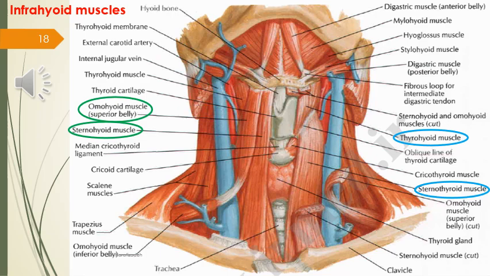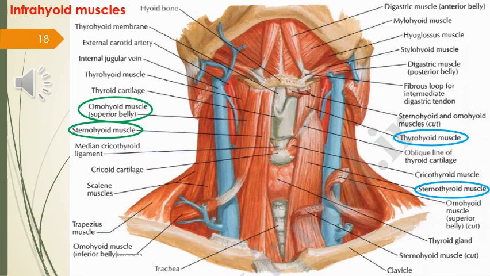These muscles are innervated by the ansa cervicalis. Ansa cervicalis is a branch of the cervical plexus. It is from C1, C2 and C3 of the spinal nerves. This innervation is essentially necessary for the movement of the muscles, and it is important.